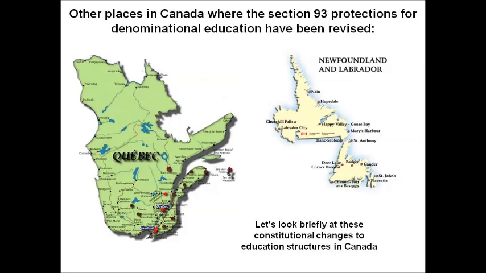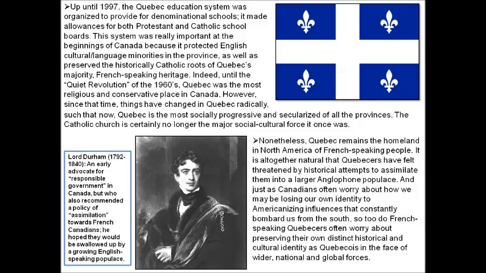It's good to know. Don't forget, the Constitution is the highest law in the land. It is kind of the blueprint for everything that goes on in Canada, right? So you should know something about it. So up until 1997, the Quebec education system was organized to provide for denominational schools. It made allowances for both Protestant and Catholic school boards.